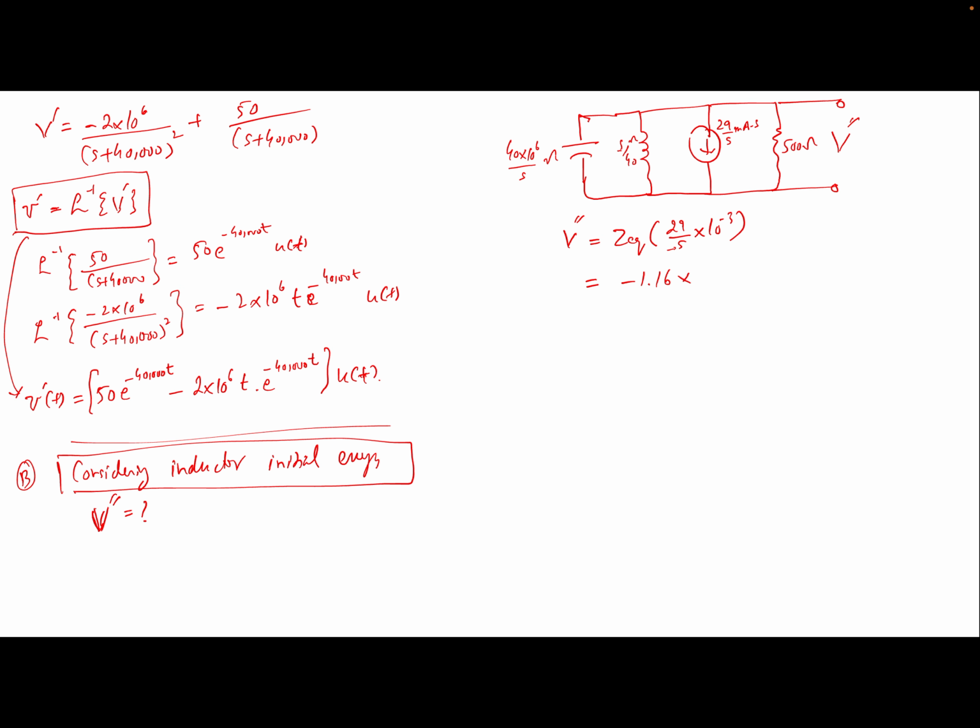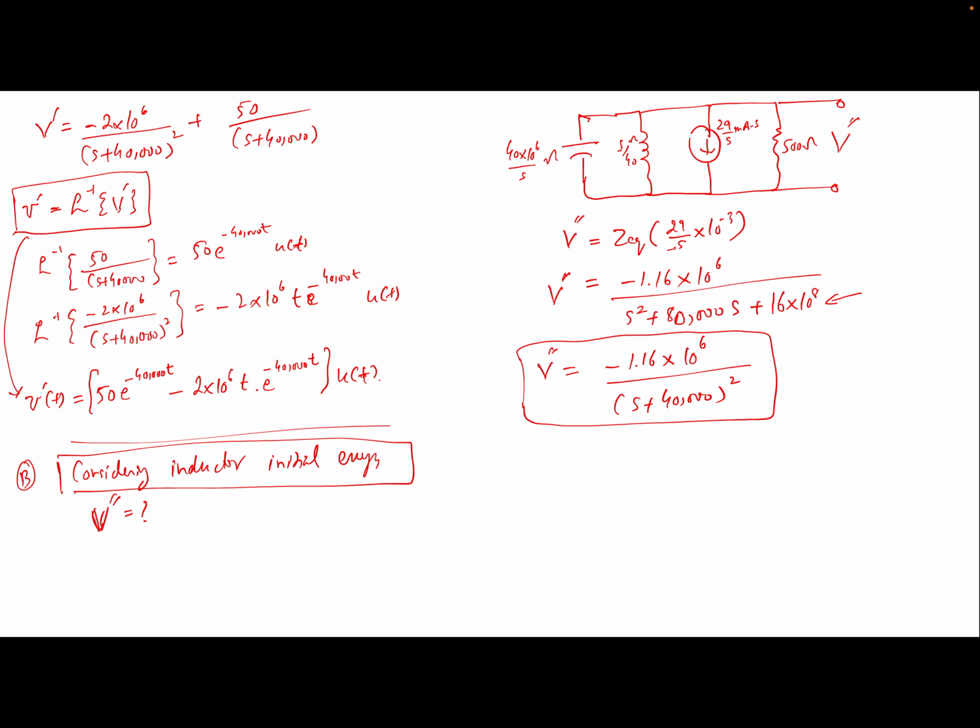So the expression that I'm going to get after doing this would be a pretty simple expression, minus 1.16 times 10 to the power 6 over s squared plus 80,000 s plus 16 times 10 to the 8. Okay, and again this is v double dash. Okay, nice. Now this thing is interesting. I already know about this thing. This is s plus 40,000 whole square, as we have seen in the past. So I can rewrite this expression as minus 1.16 into 10 to the 6 over s plus 40,000 whole square. Nice. Okay, so this is my s domain expression for v double dash.